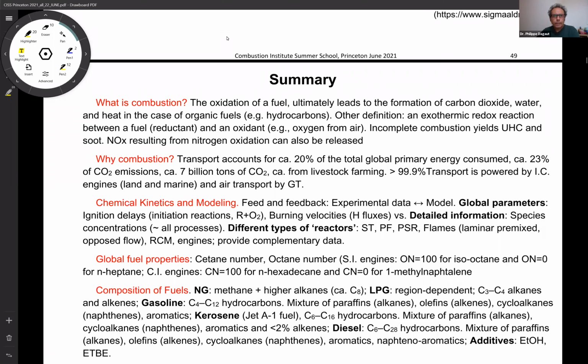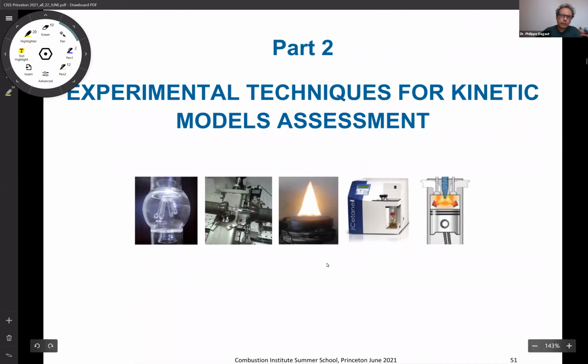So this is the summary that I used yesterday. I will go through it very briefly. We went through what combustion is and why we use combustion. Then we spent some time describing some fundamentals of chemical kinetics and modeling. We presented the global fuel properties, and finally the composition of fuels and their potential impact on reactivity and also formation of pollutants. And today we will concentrate on the experimental techniques which are used for assessing chemical kinetic models.